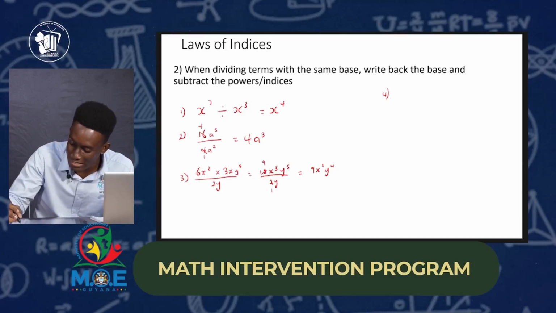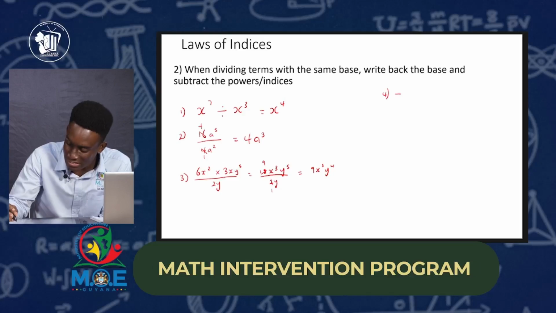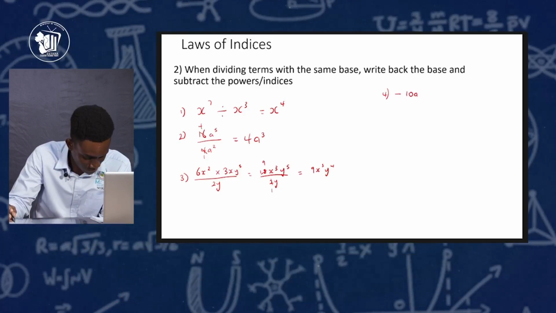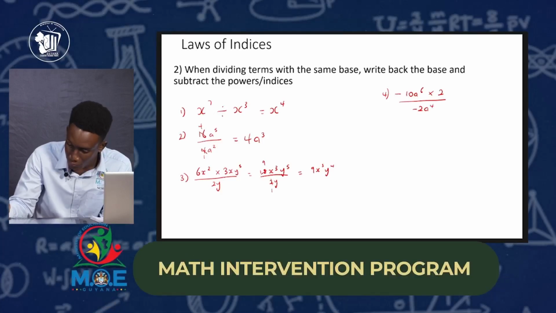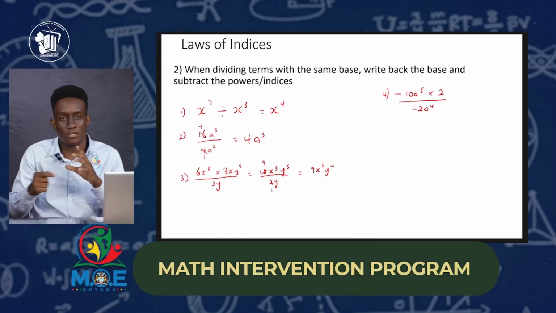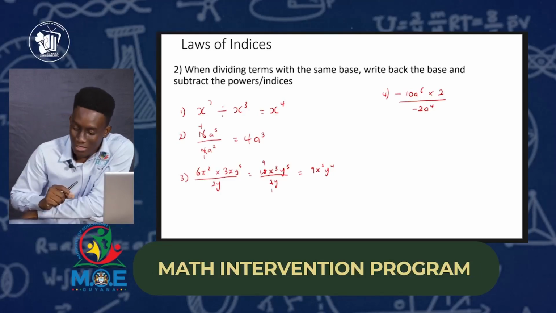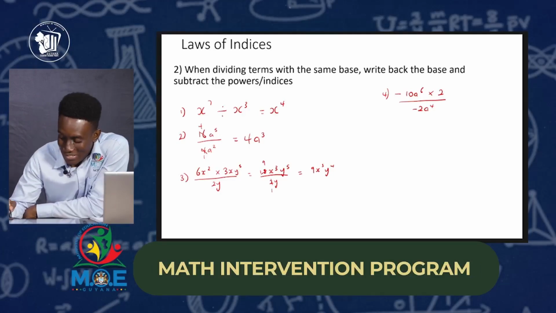So let's look at the last example. Let's say we have negative 10a to the 6th multiplied by 2, all divided by negative 2a to the 4th power. Of course, we've got to work out the top. We have a lot of things going on at the top, so let's work that out.